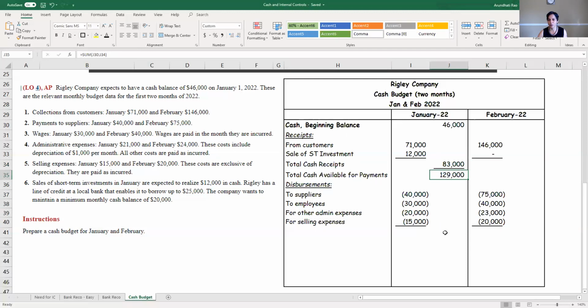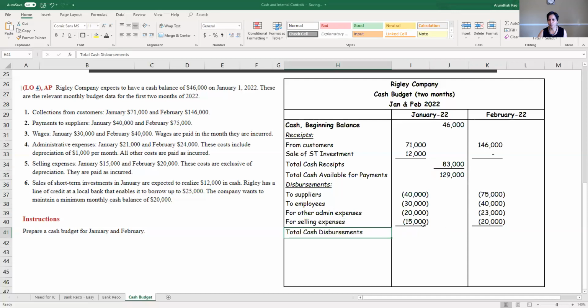Now, how much do I expect to pay out? My total cash disbursements, I expect to pay out a total of $105,000. That leaves me with an ending balance of 24,000. Now, if you recall here, I'd said that I want to maintain a balance of 20,000. I'm at 24,000, so I'm good over here. But what I'm going to do over here is write add bank loan if I need one, okay? Before I arrive at the final ending balance. Now, in this case, do I need a bank loan? The answer is no.